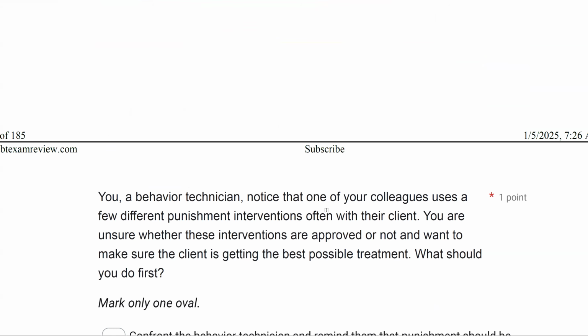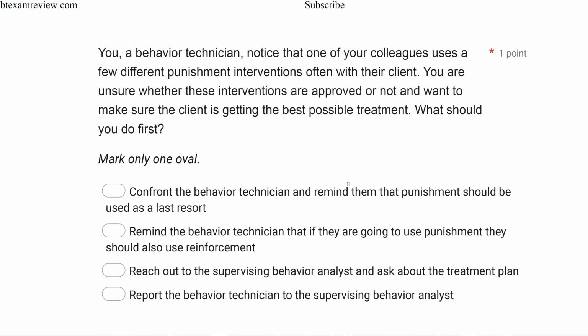You, a behavior technician, notice that one of your colleagues uses a few different punishment interventions, often with their client. You're unsure whether these interventions are approved or not and want to make sure the client is getting the best possible treatment. What should you do first? This puts you in a tough situation as a technician. You're in an environment where you're working with other technicians and you want to be supportive and you want to help each other.